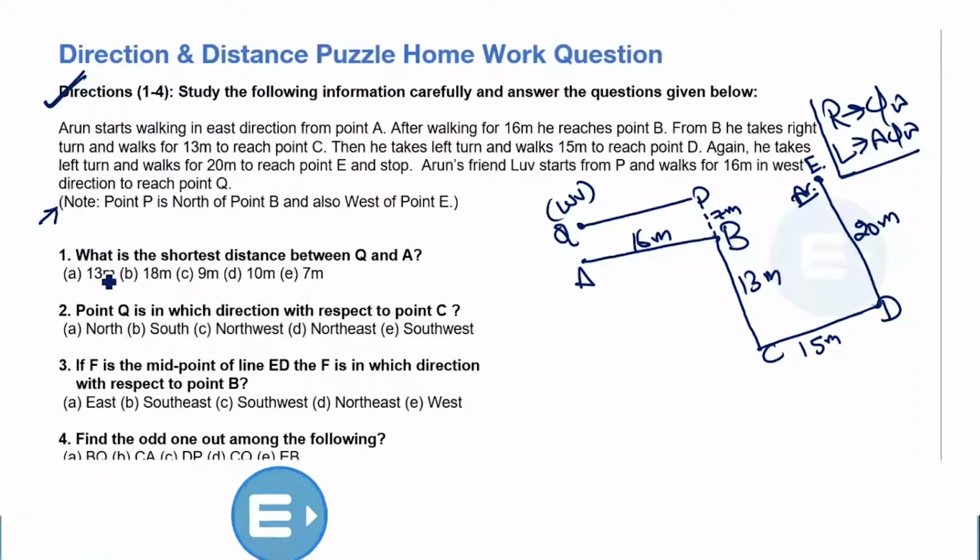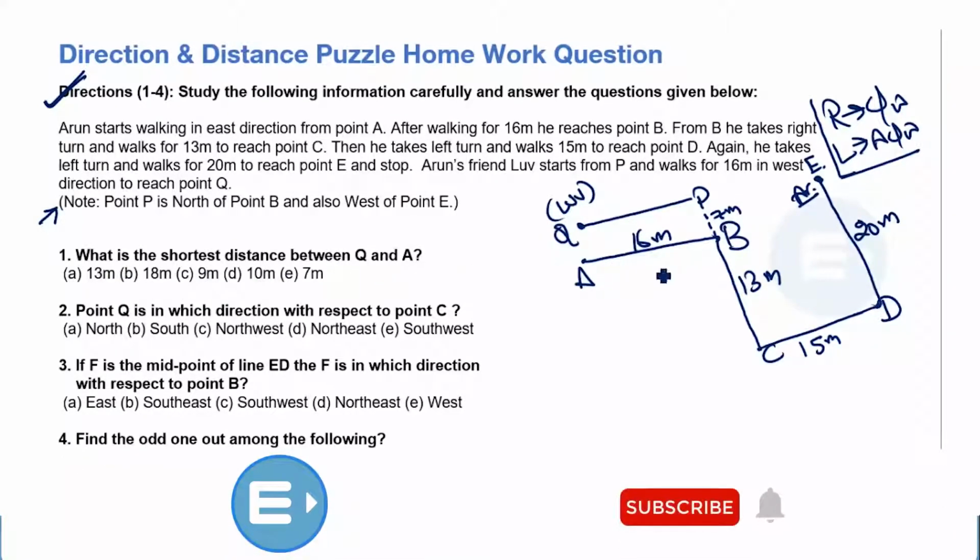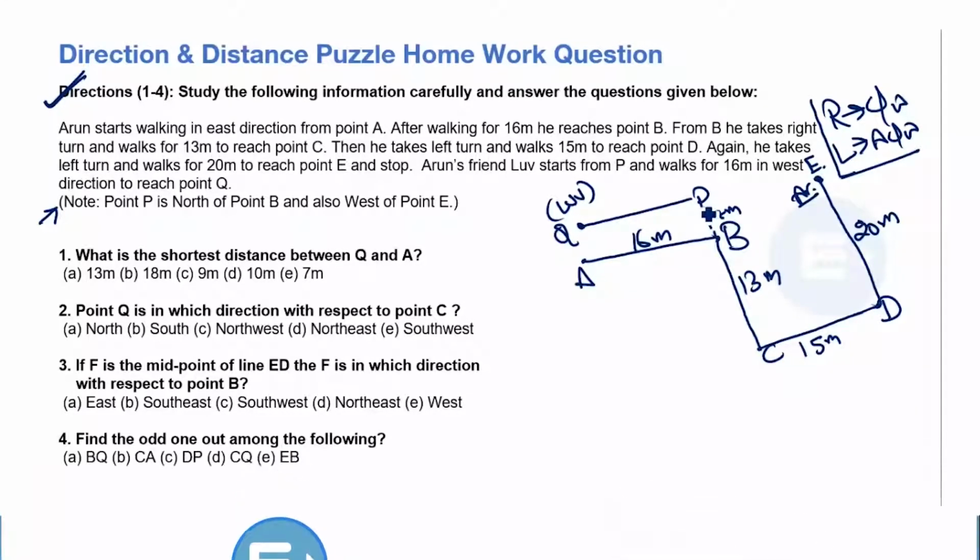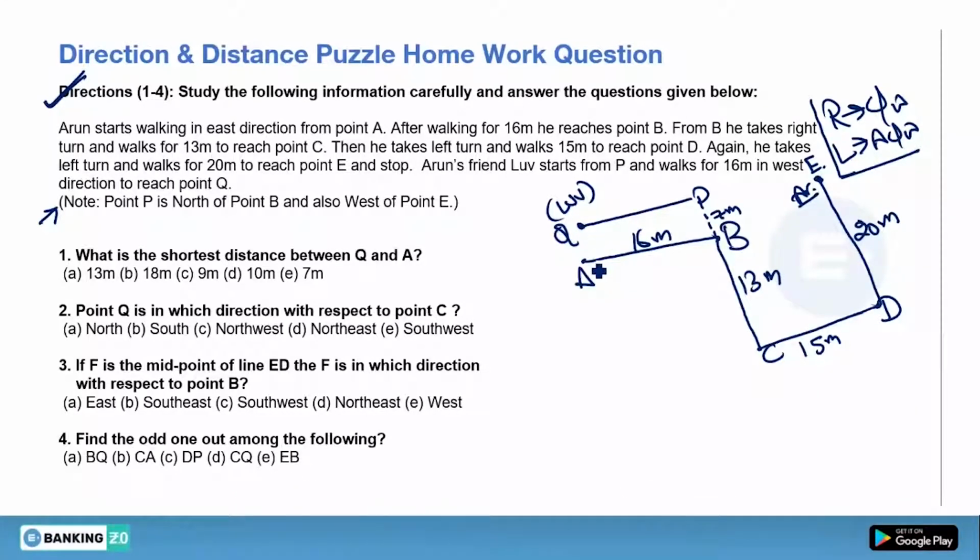Now let's solve the question. What is the shortest distance between Q and A? Between Q and A, the distance is 7 meters, because P and B will be equal to Q and A. These both lines are parallel. So the correct answer is option number E.